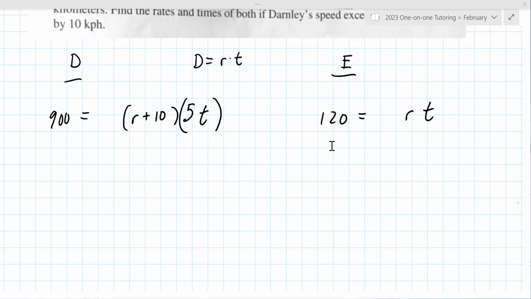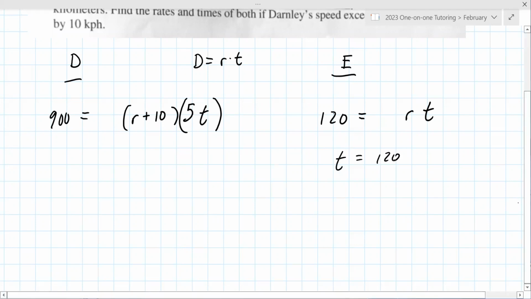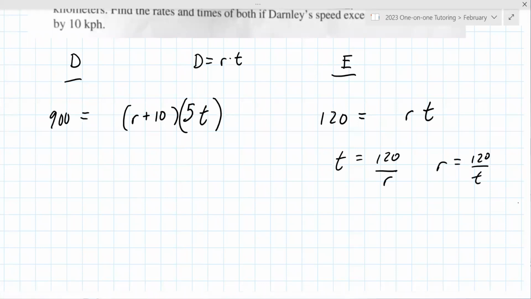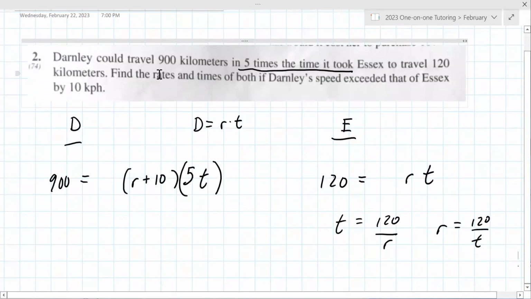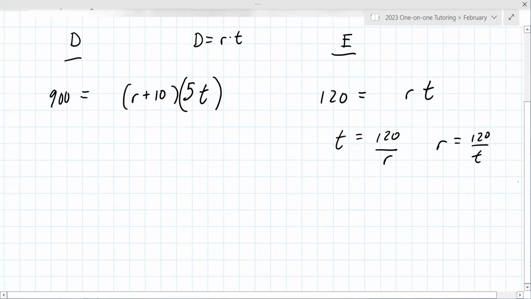But that's too much, because you basically want to substitute for one variable or the other. And your choice is either T is 120 over R or R is 120 over T. And I'm saying we just need to solve for one of these. Do you have a preference? No. Now, if we just wanted the rate, you would use the t because then it would have the rate in there. But since we have to find both the rates and times, it doesn't really matter.